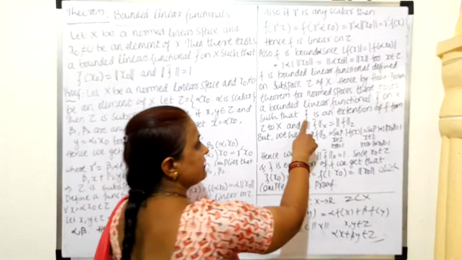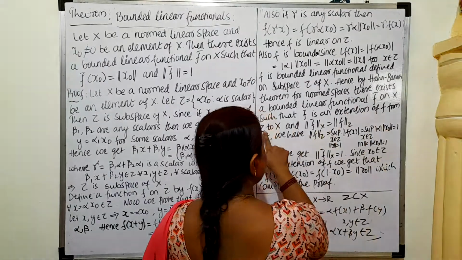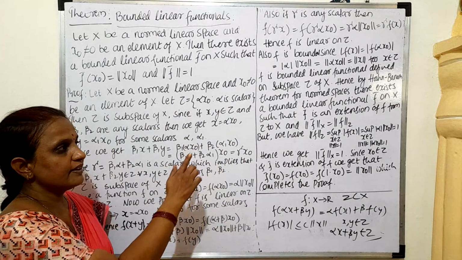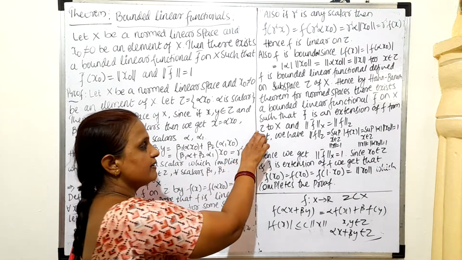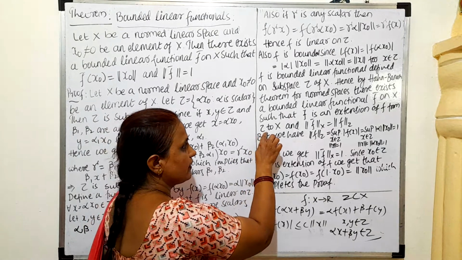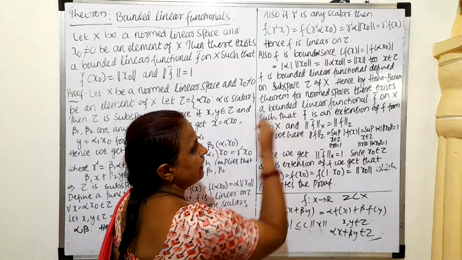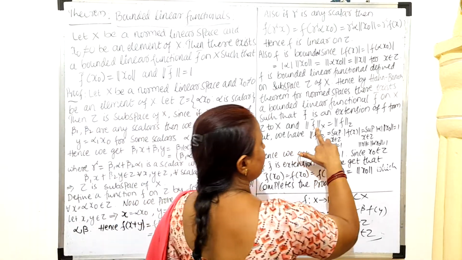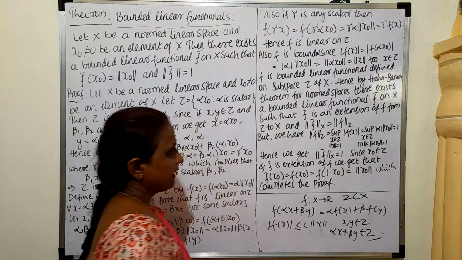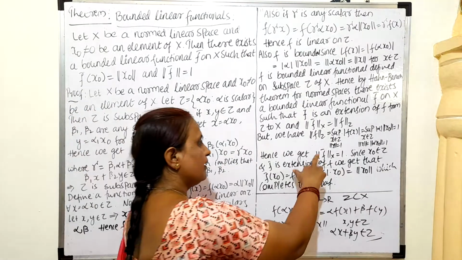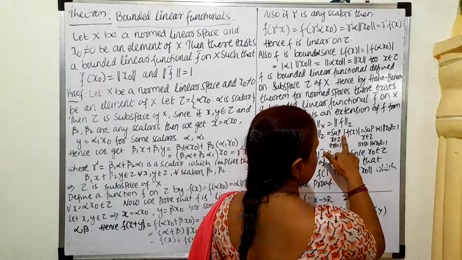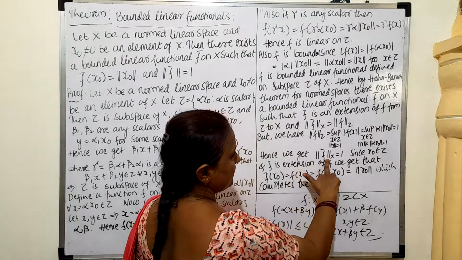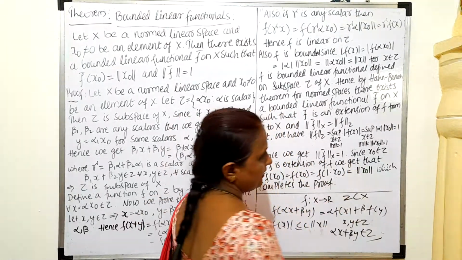So f bar is an extension of f from Z to X, meaning f is defined on Z, so f bar is on X. So from the functional f on Z to the functional f bar on X we are extending such that the norm of both will be the same. Now we know that the norm of this functional will be the supremum of mod f of x, where norm x equal to 1, which means norm f equal to 1.